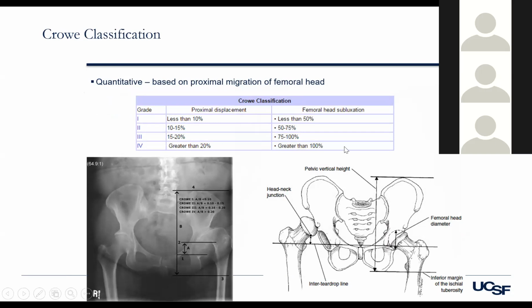This is the true Crowe classification. You can do these crazy calculations, but no one actually does that in practice. They would just call this a 2-3, probably a 2.